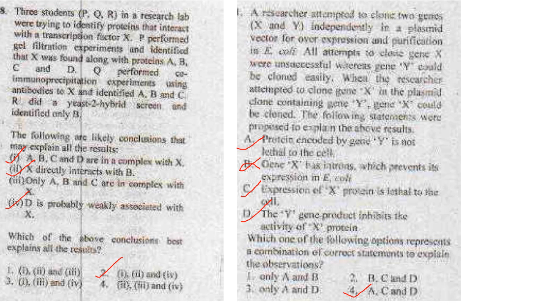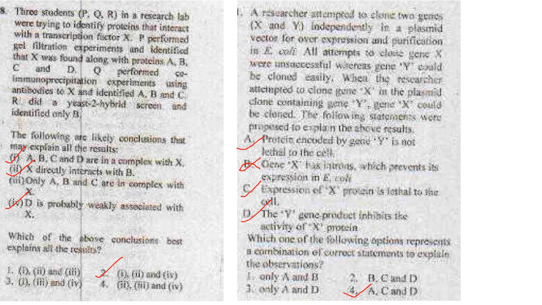Now, A, B, C, D are in complex with X. Yes, because as per the gel filtration experiment, X was found along with proteins A, B, C and D. So A, B, C, D are in complex with X. That is correct. X directly interacts with B, because as per the yeast 2 hybrid system you identified only B. So answer 2 is also correct.